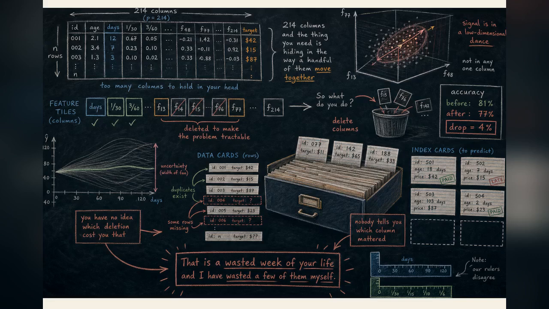You have a table in front of you with more columns than you can hold in your head, and something in it matters to you. 214 columns, and the thing you need is hiding in the way a handful of them move together. So what do you do? You start deleting columns to make the problem tractable, your accuracy drops by 4%, and you have no idea which deletion cost you that, and nobody tells you which column mattered. That is a wasted week of your life, and I have wasted a few of them myself.